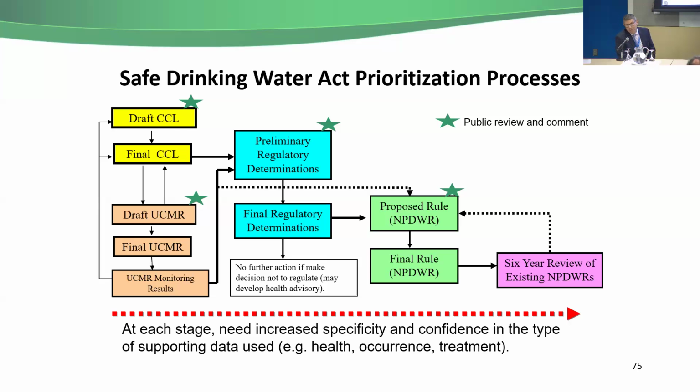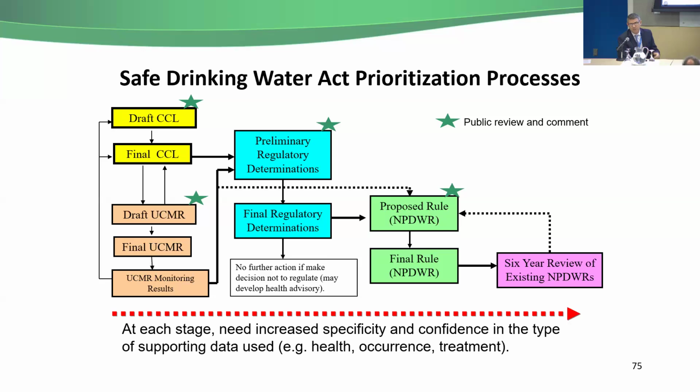So we follow a process that's cyclical in nature and, as I said, driven by data. It starts on the left-hand side of the chart with something called the CCL. We're going to have lots of acronyms. I'm a government bureaucrat, so you're just going to have to deal with that. The CCL stands for Contaminant Candidate List. That's a list of contaminants that may occur in drinking water and may require regulation.